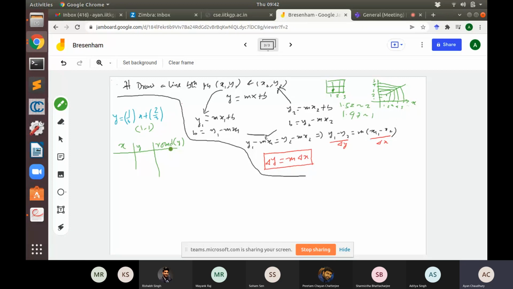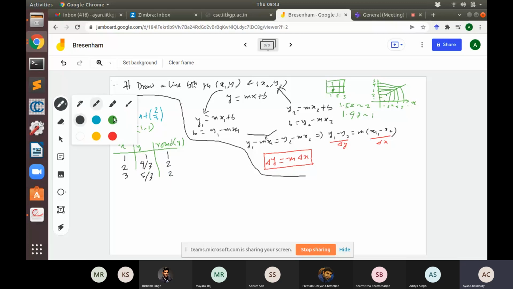Round y. Okay, so let's take some values. First, x is equal to 1. What is y? 1/3 plus 2/3, that means 1 plus 2, 3 over 3. So y is equal to 1, and round y is equal to 1. No problem. Let's take x equal to 2. What is y? 2 plus 2, that means 4, so it's 4/3. What is the rounded y? Let's say it's 2. If I take x equal to 3, what is this? 3 plus 2 is 5, that means 5/3, and this will again be 2.